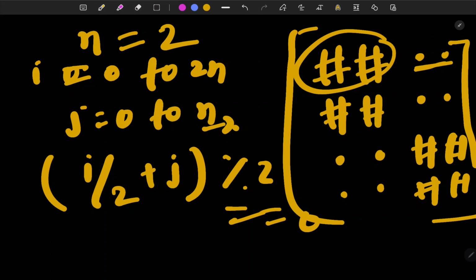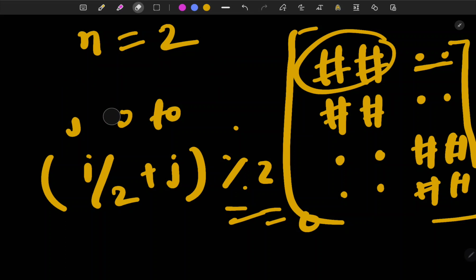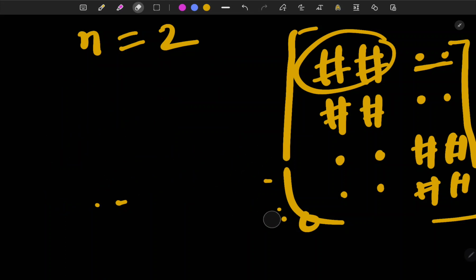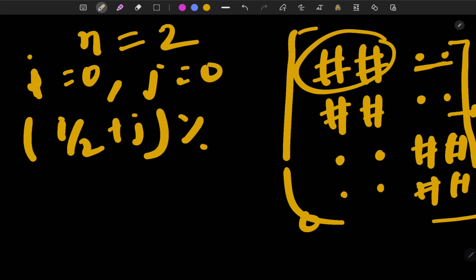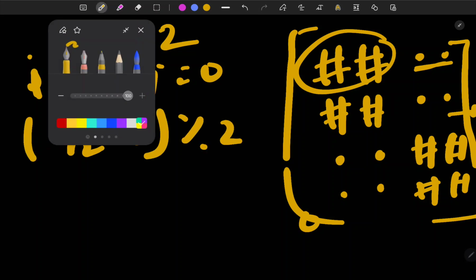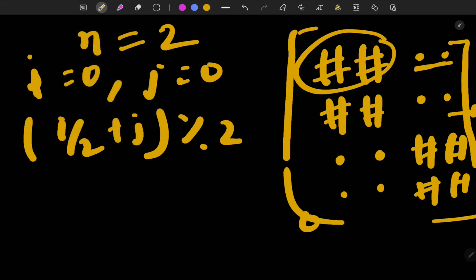So let's do it. I will just do it for one row, and you can do it for the rest of the rows. Let's take i equal to 0 and j equal to 0. What will you get in this case? (i/2 + j) modulus 2. You are getting 0. If you are getting 0, what you have to print? You have to print hashtag. So hashtag is there.